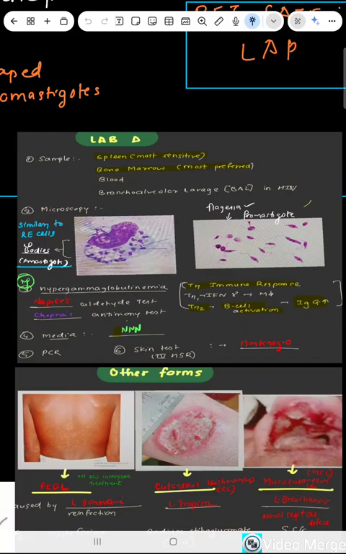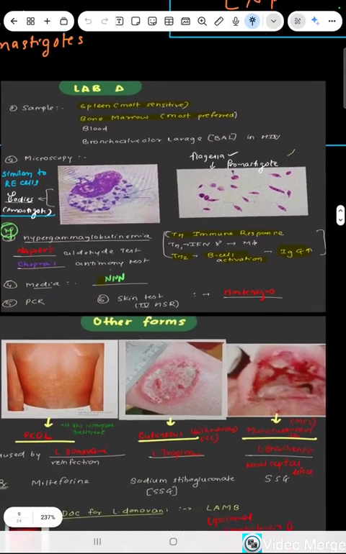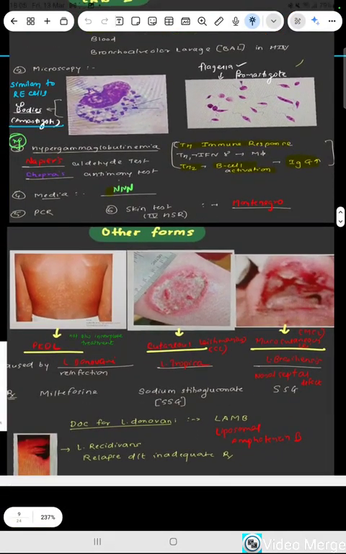In microscopy, the LD bodies are seen, that is the amastigote form, which is seen in the reticuloendothelial cells, in the macrophages. Then these flagellated forms are the promastigotes, which are the active form. Then hypergammaglobulinemia is seen. Apart from that, Napier's aldehyde test and Chopra's antimony test are used. Then the media that is used is the NNN media, and apart from that PCR and the skin test, that is Montenegro's test, a type IV hypersensitivity reaction, is used.